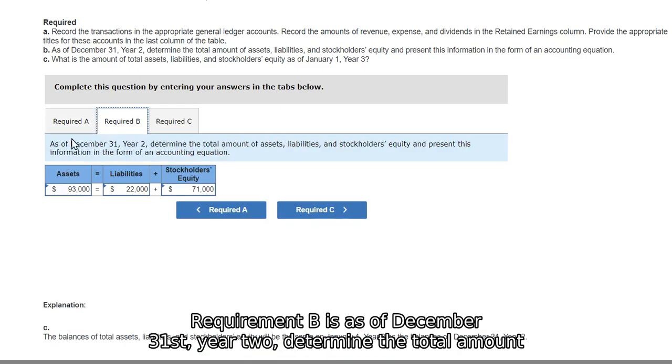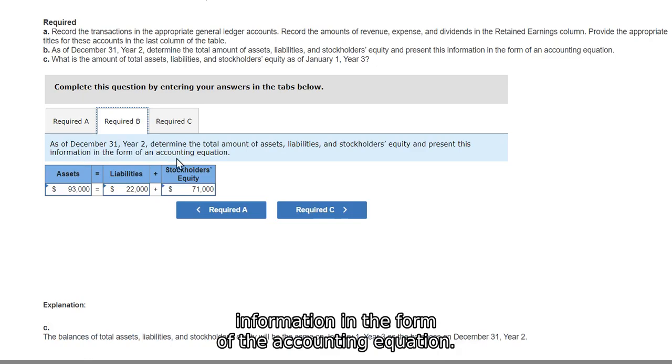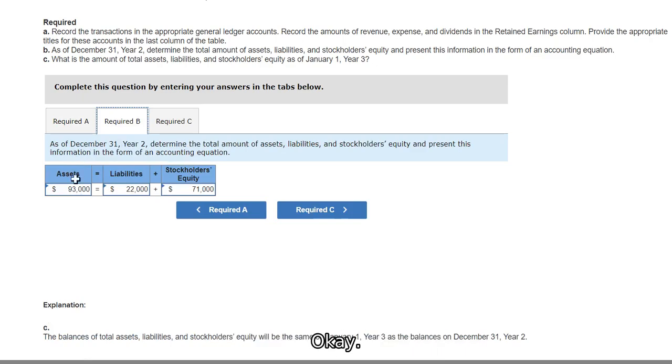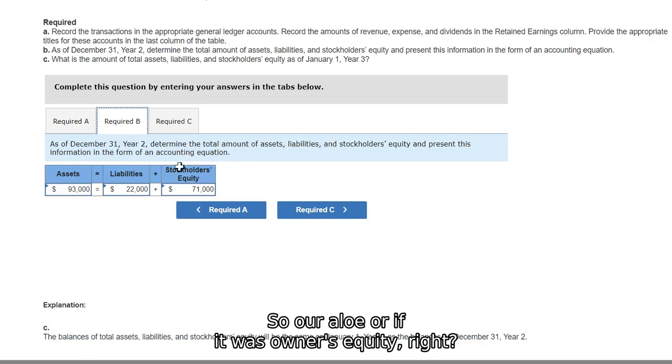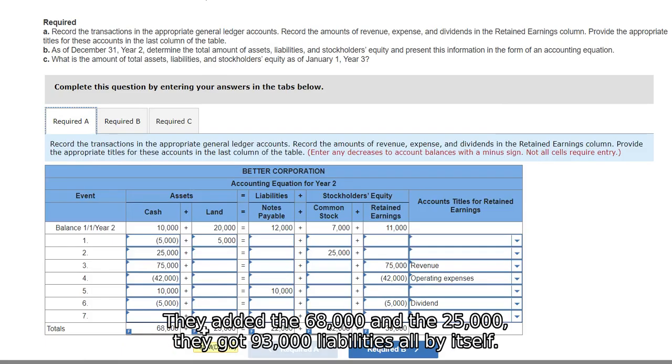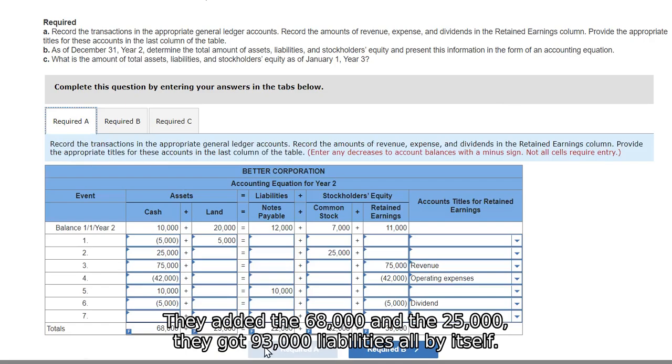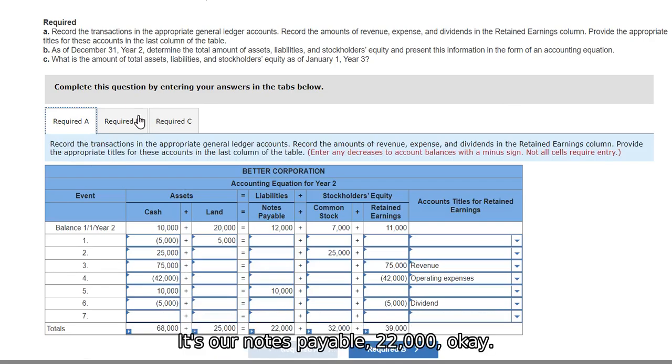Requirement B is as of December 31st, year 2, determine the total amount of assets, liabilities, and stockholders' equity and present this information in the form of the accounting equation. Okay, so our assets, liabilities, and stockholders' equity, or if it was owner's equity, right? So how did they get that? Assets. They added the 68,000 and the 25,000. They got 93,000. Liabilities, all by itself. That's all we have. It's our notes payable, 22,000.